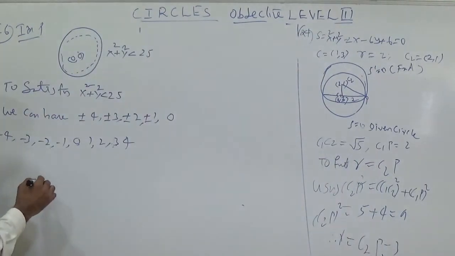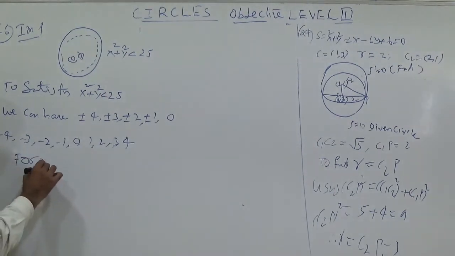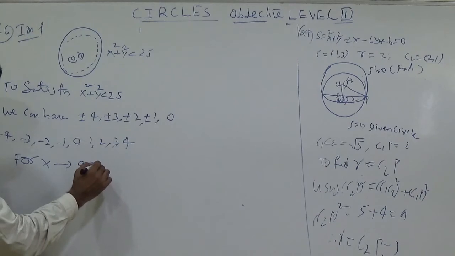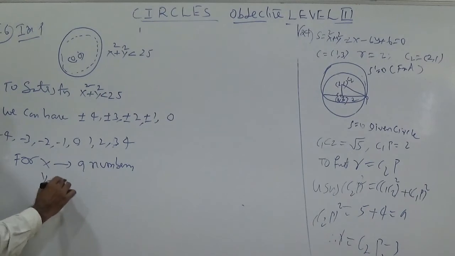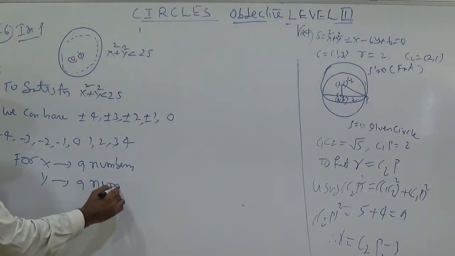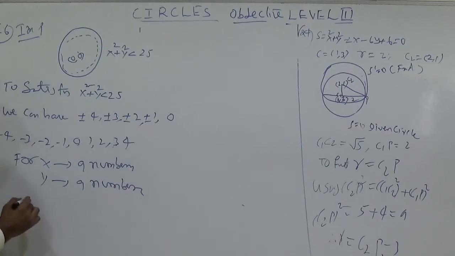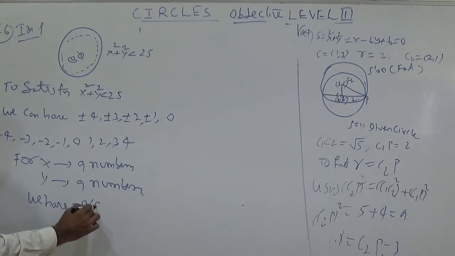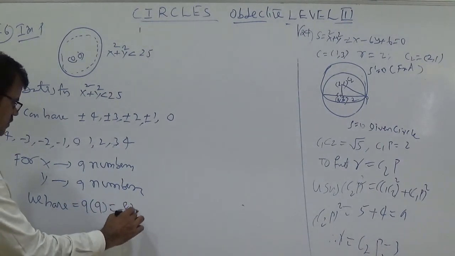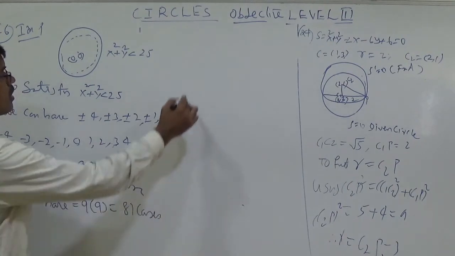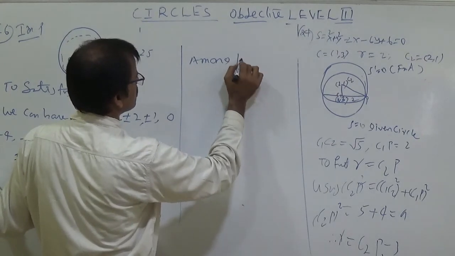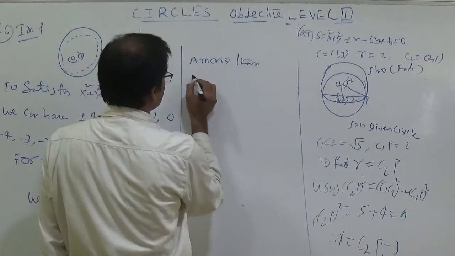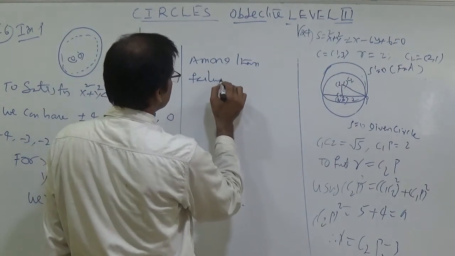Total how many cases are there? For x 9 possibilities, and for y 9 possibilities. So 9 into 9, we have 81 cases. Among them, the failure cases are what we need to find.